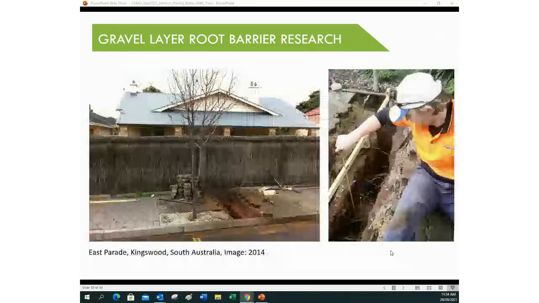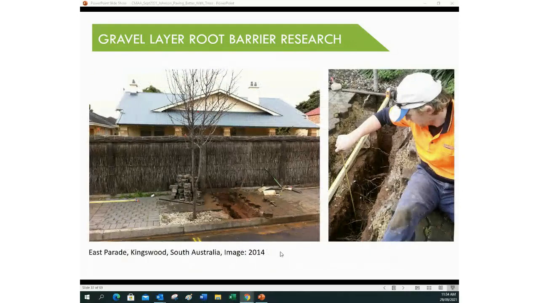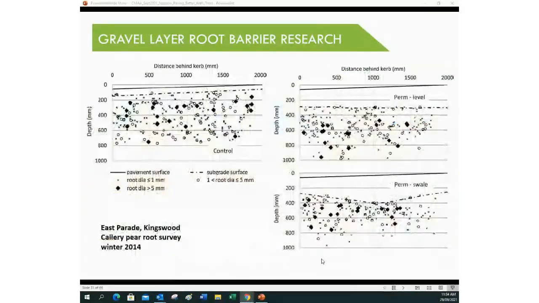We didn't stop just at the surface though. We excavated quite a few of these systems. This tree here was 5 years old at the time, 5 years since planted. We excavated a trench 1 metre to the south of each tree, and we counted so many roots over so many days you wouldn't believe.